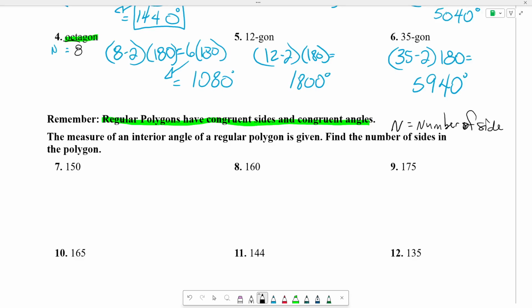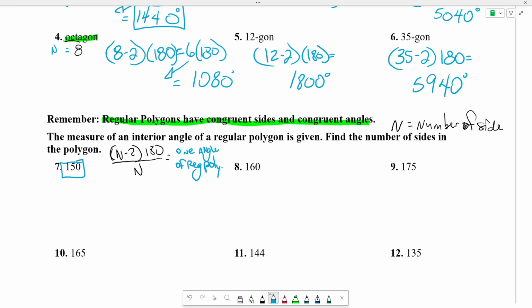So if I have a regular polygon and I use my formula n minus 2 times 180, and then I divide that by n, that will give me one angle inside of my regular polygon. Well, here they've told us that, hey, that one angle is 150 degrees. So how many sides do I have?